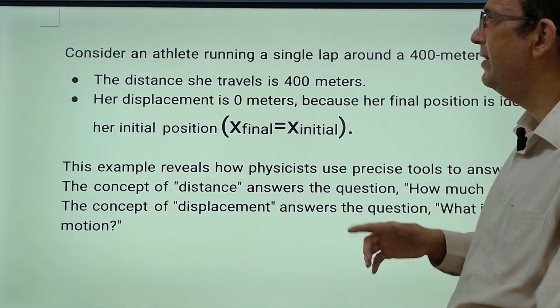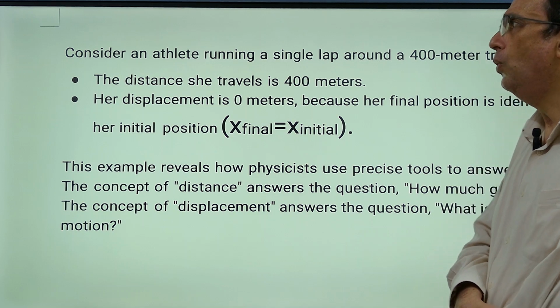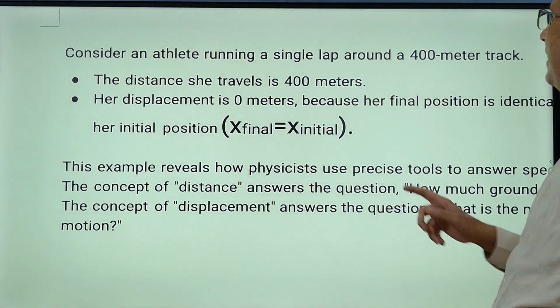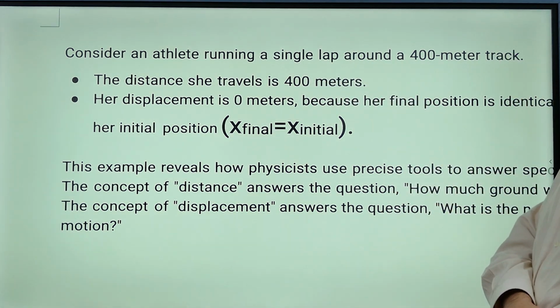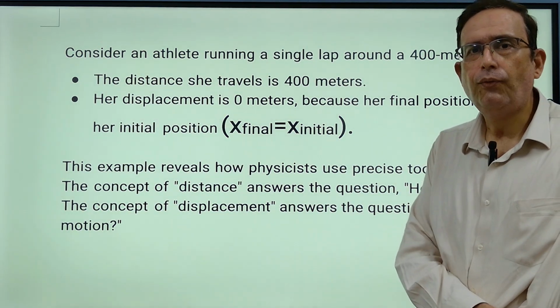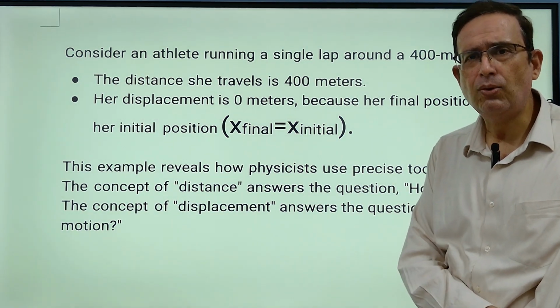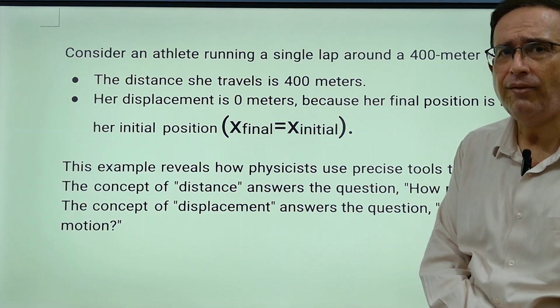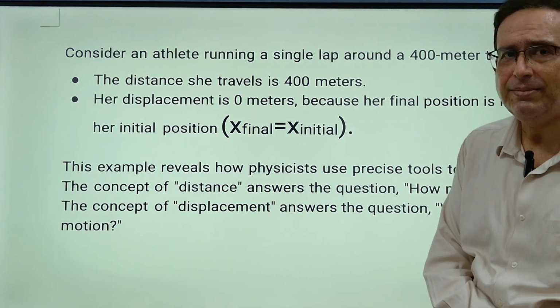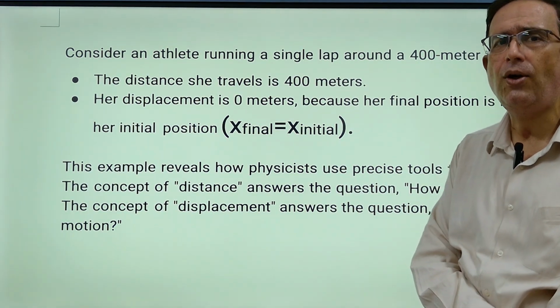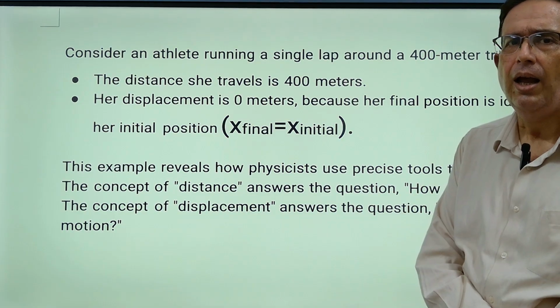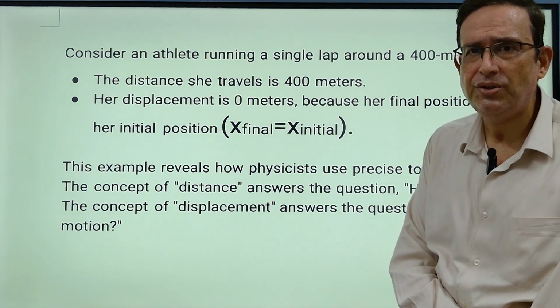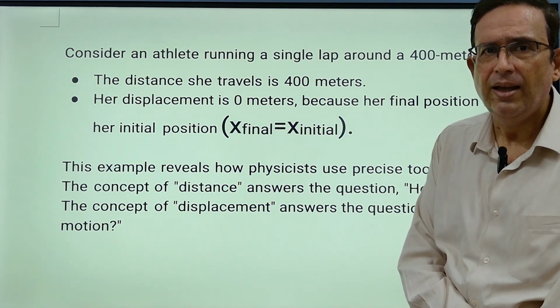So here is an example that I've already told you. An athlete takes a single lap around a 400-meter track, which is a circular lap. So the distance he has traveled is 400 meters, whereas his displacement is 0. His displacement is 0 because the initial position is equal to the final position. So the displacement is 0.